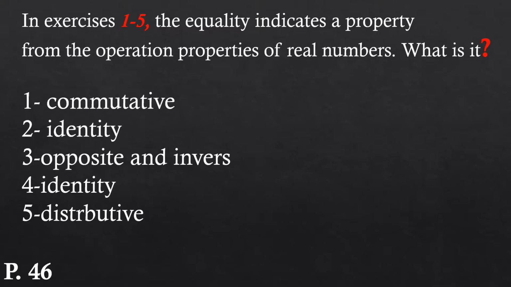In exercises 1 to 5, the equality indicates a property of the operations or properties of real numbers. What is it? Student, I will just write the answers, okay? If you don't understand anything, we can discuss it when we have a live class. The first one is commutative property, then identity. Number 3 is opposite and inverse, number 4 identity, number 5 distributive.